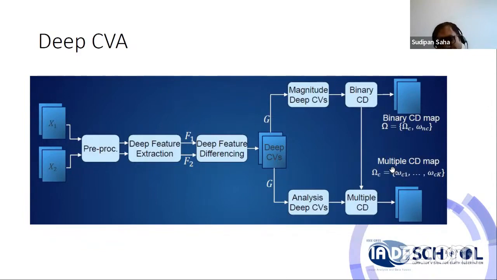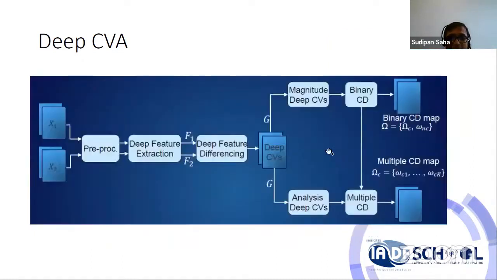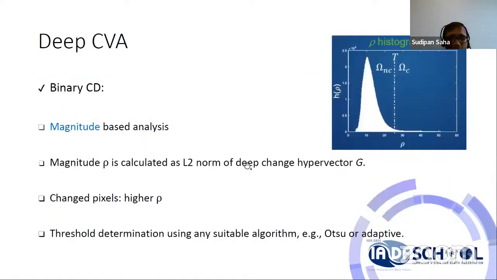Okay, so let's go into a bit more detail. This is what I told you already about the binary change detection, that this is a magnitude-based analysis. The magnitude rho is calculated as the L2 norm of the deep change hypervector G that I showed you in the last slide, the G over here. So as the L2 norm of this, we can obtain the magnitude rho. And we have this magnitude rho from all the pixels in the analysis, right? What happens is that the change pixels have higher rho and the unchanged pixels have lower rho. So if we plot a histogram of this rho, we'll see something like this.